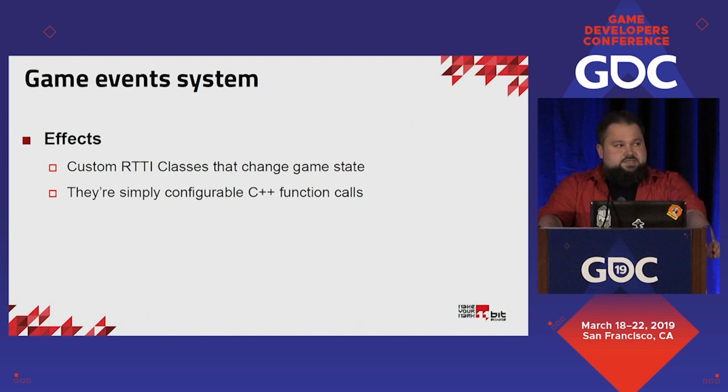And last but not least, we've got effects. Effects are, simply put, functors, so C++ objects that are basically functions that can change the game state when they fire, when they are executed.